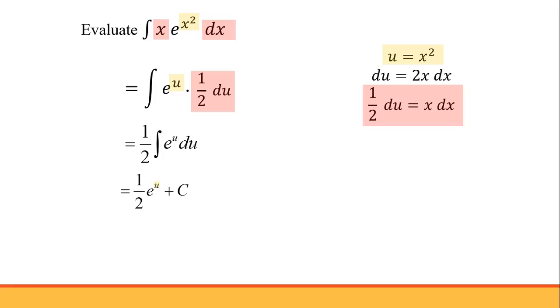But now we have to back substitute. U has to get replaced with x squared. And we finally have 1/2 e to the x squared plus c.